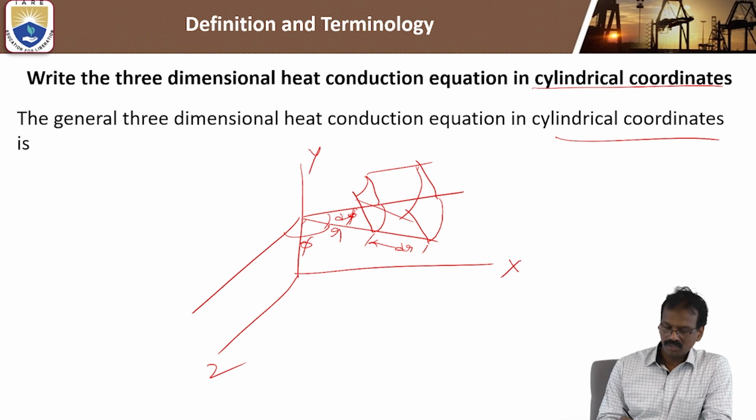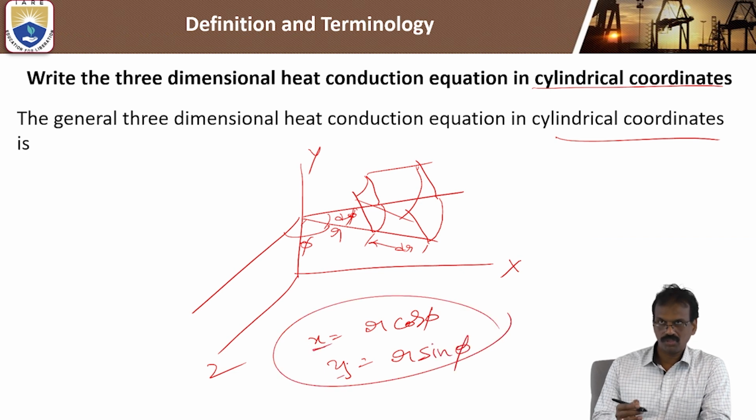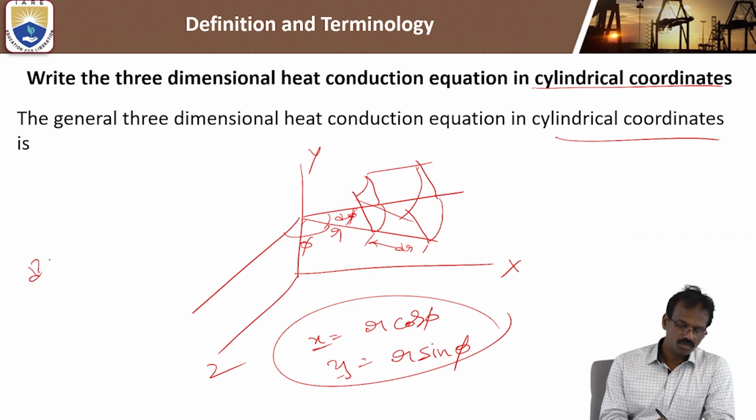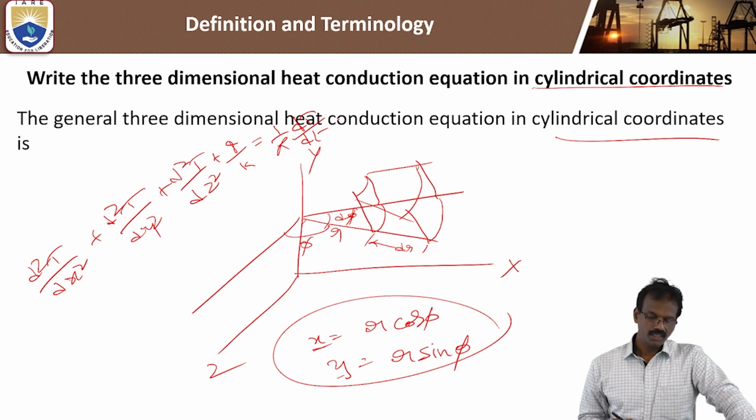Here we will see the parameters in case of x and y. So x is equal to r cos phi, y is equal to r sin phi. So these are the parameters. In the first equation, you know that dou square T by dou x square plus dou square T by dou y square plus d square T by dz square plus q by k is equal to 1 by alpha into dT by dt. This is the formula here.